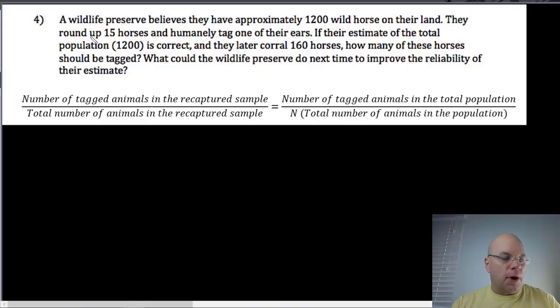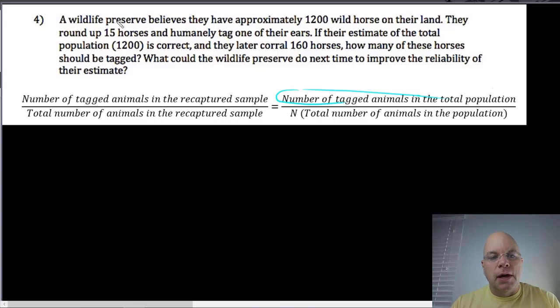Number 4 is the hardest problem on your homework because it's not the standard problem where you tag a certain number of animals, and that's the number of tagged animals in your total population, and then you recapture and count the number of tagged to the total number of animals in the recaptured sample, and you use those numbers to try to figure out the total number of animals in the population. That's the typical scenario, the one based on a more real-life situation where you'd be trying to estimate the total number of animals in the population, and that's what you do on problems 1, 2, and 3. On problem 4, it's a little bit of a different setup, so you've got the same proportion, but the unknown is different in this scenario.